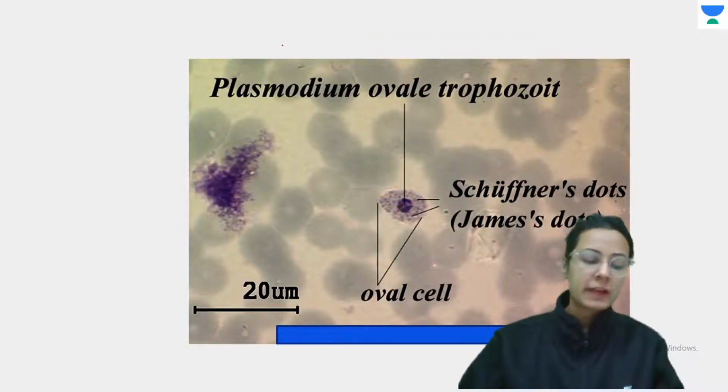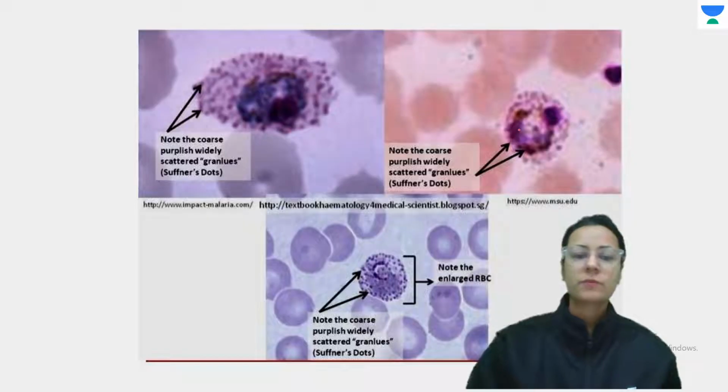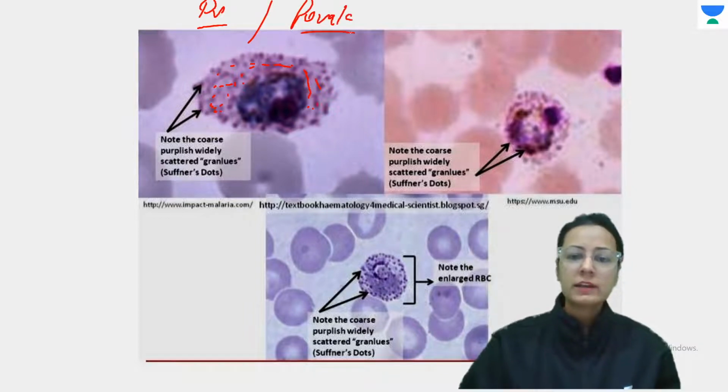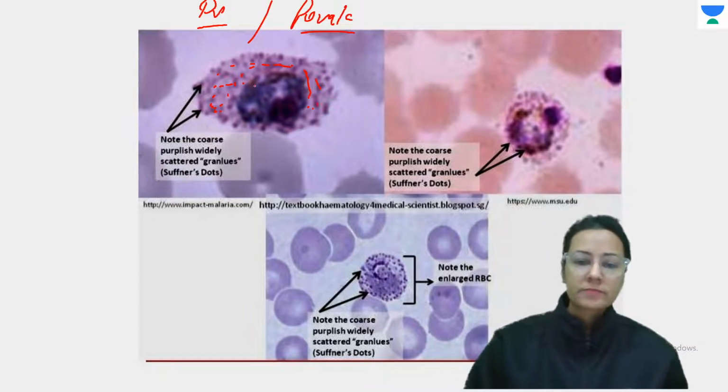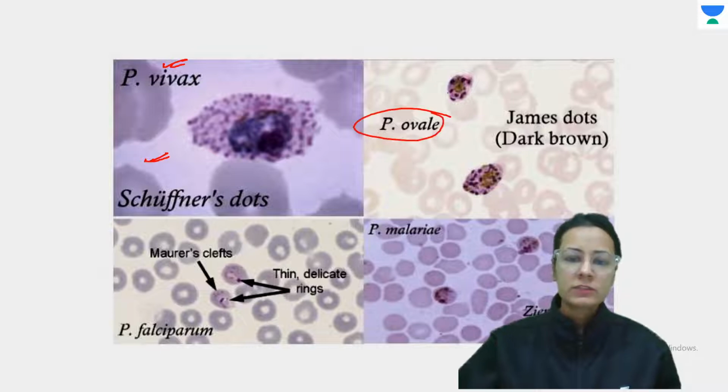So Plasmodium vivax and ovale. Talking about Plasmodium ovale, that is having James dots, and Schüffner's dots in the vivax trophozoite form. Now, note the coarse purple scattered granules, these are the Schüffner's dots, and where do we get them? In the vivax. Similar to that in the ovale, that is the James dots. Now, this is the vivax that is having Schüffner's dots. Then we have the ovale in the trophozoite scattered form, that is a dark brown James dot.